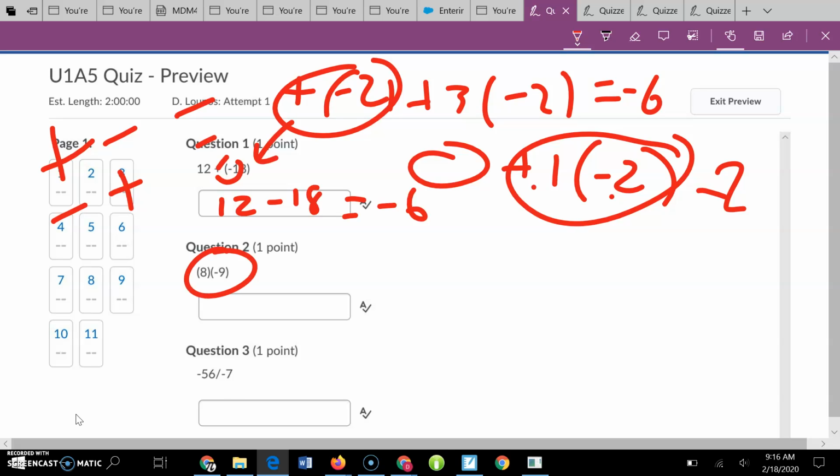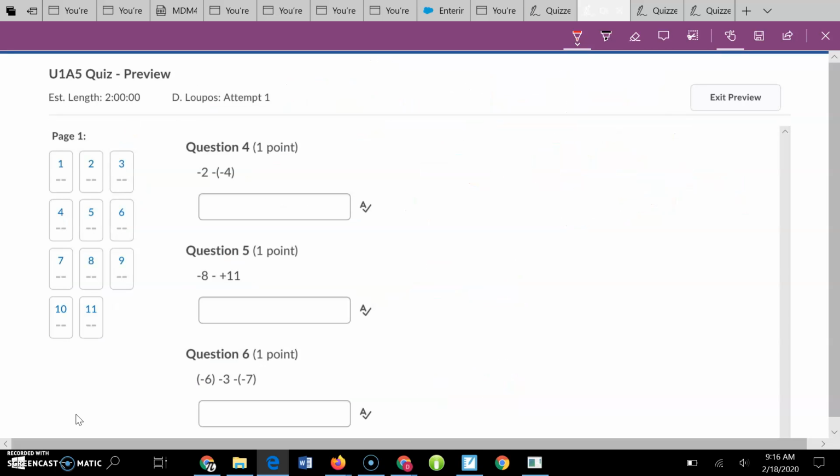With multiplication and division questions, what I tend to do is get the number value, and then get the sign. So 8 times 9 is 72. One negative makes it negative. Here you have two negatives, you're going to divide, and two negatives make a positive. Over here, you have an addition or subtraction question: minus 2 minus minus, so that'll be plus 4. And then you go from there to get plus 2.